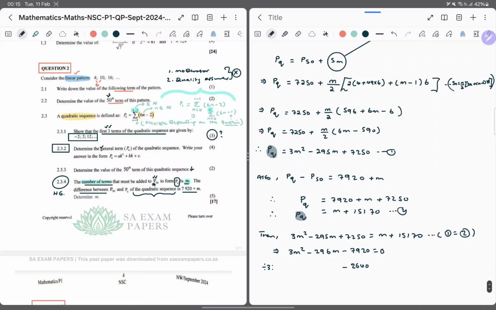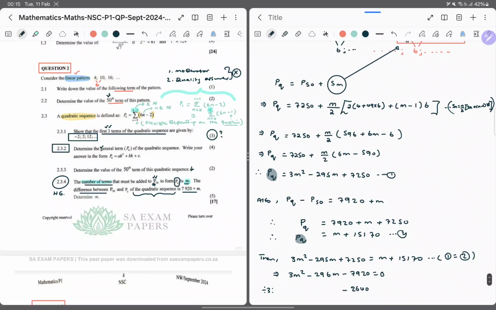Because this 296 doesn't divide by 3. Now I'm thinking, did I make the right things there? So this is 4 plus 49 times 6. It's 298 times 2. That's 596. So this is correct. Minus 6 is 590 divided by 2. It's 295.